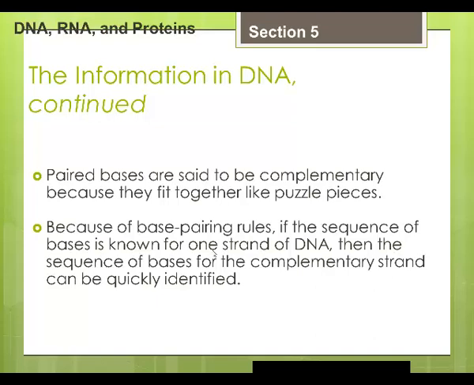Because of base pairing rules, if the sequence of bases is known for one strand of DNA, then the sequence of bases for the complementary strand can be quickly identified. And again, this is very important when we're making copies of our DNA. As more sections of DNA are added to the copied DNA strands, there are not as many mistakes that can happen. It's just like a jigsaw puzzle. Only one piece will fit in the place that it's supposed to go, which makes it a lot easier for DNA to be copied correctly.